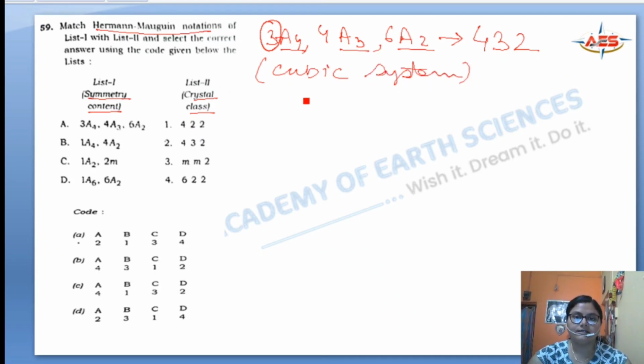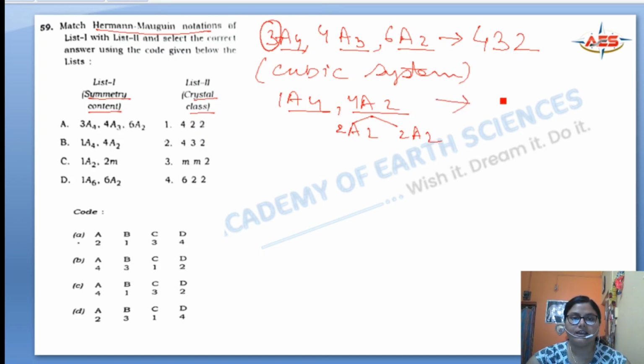Okay. What is the second? We have 1A4 and 4A2. Here we have 1 tetrad axis and 4 diad axes. These diad axes could be divided into 2 and 2. So the crystal class we have is 422, and this is of the tetragonal system.